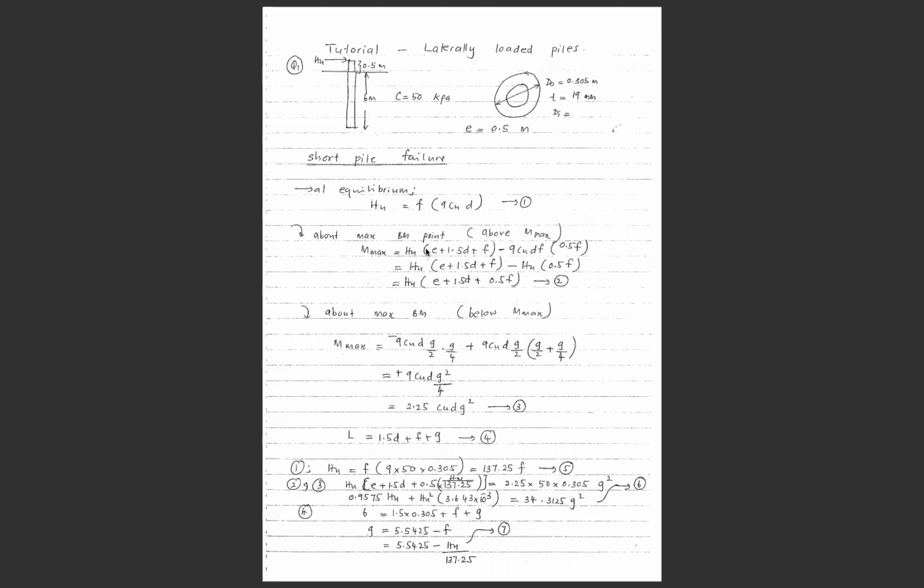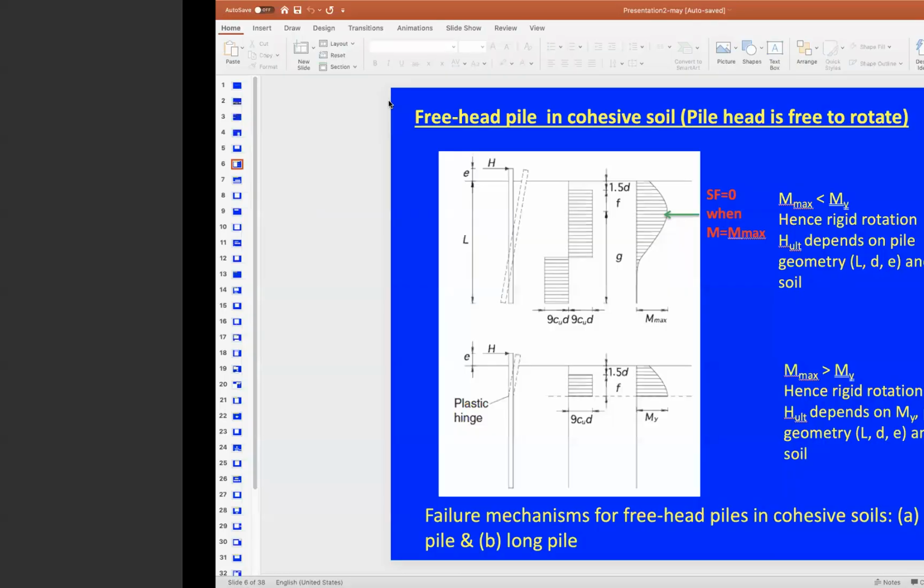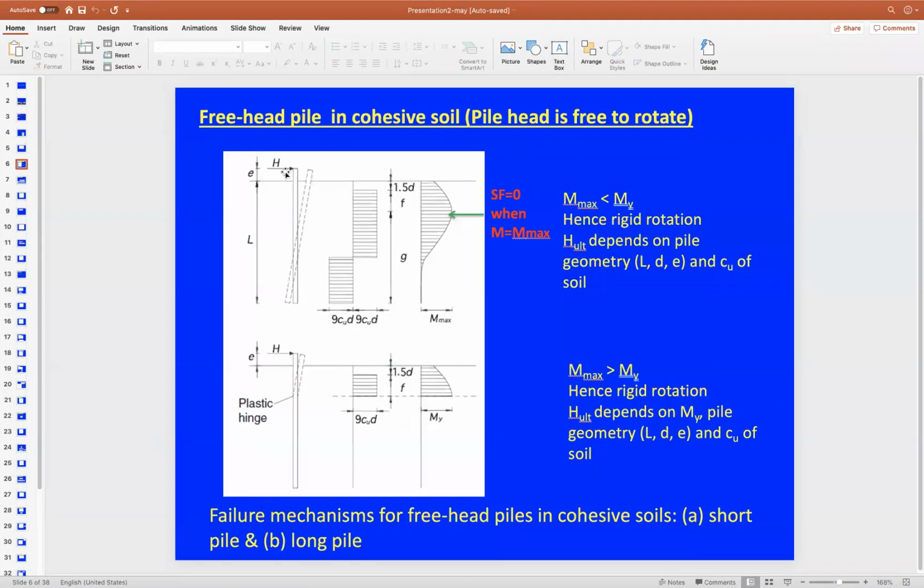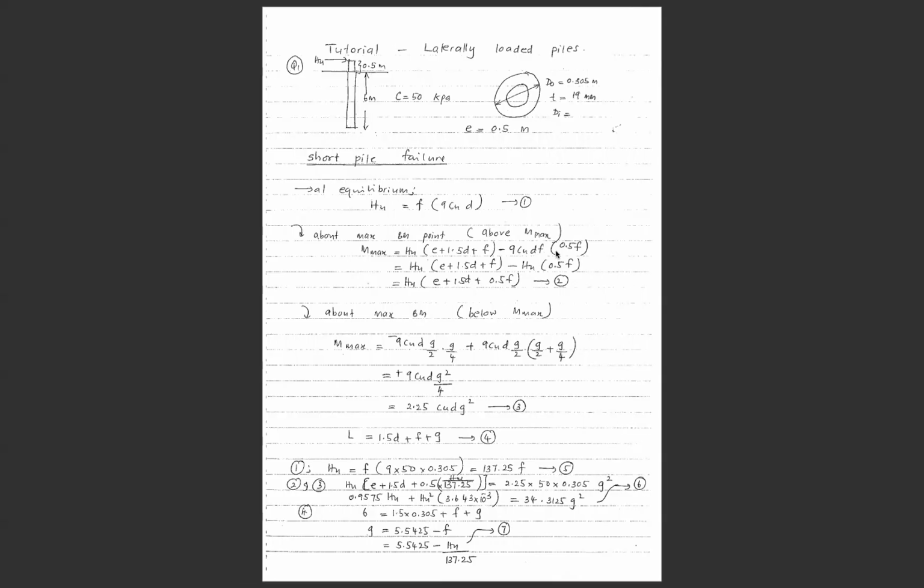So this moment is coming from the lateral load. So now we need to multiply by the moment arm, and the moment arm here, if we go back to this figure, is equivalent to E plus 1.5D plus F. So this is the moment arm of the force H. And then we need to find the moment arm of the distributed force on the top sections within the length F. And that will be F over 2, which is half of the length F. And that's what we have put here.